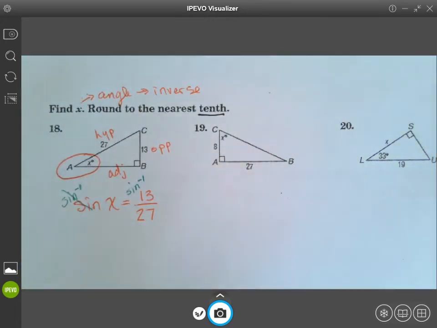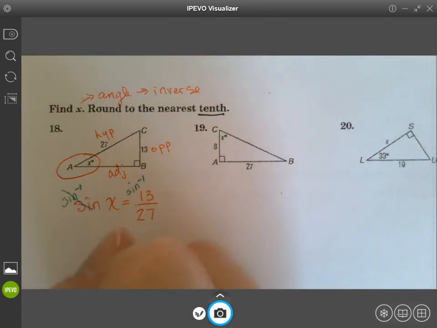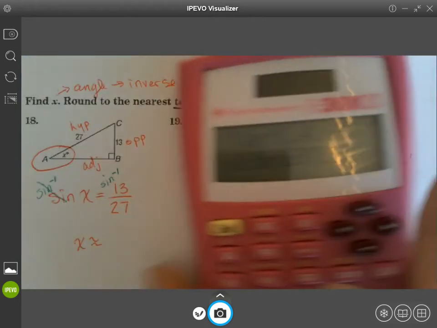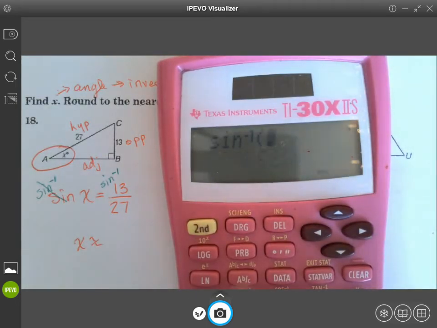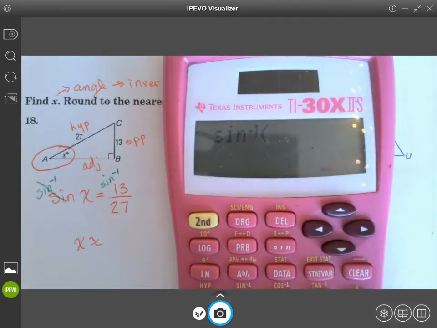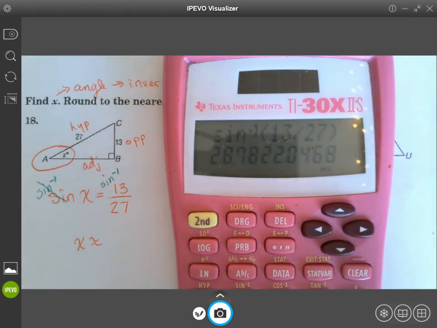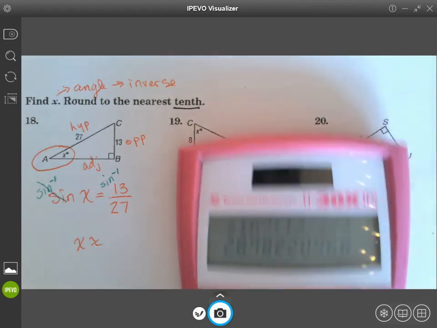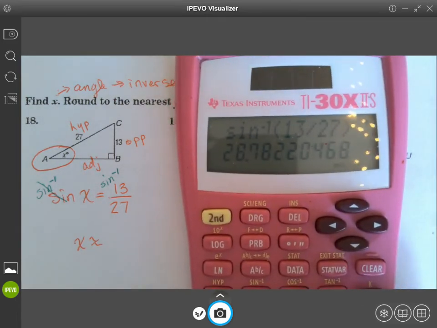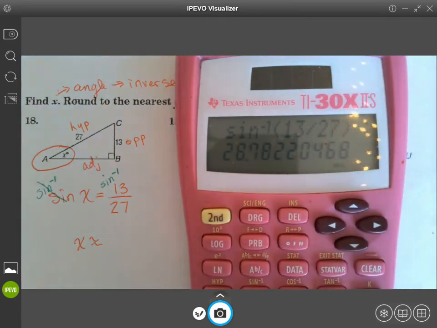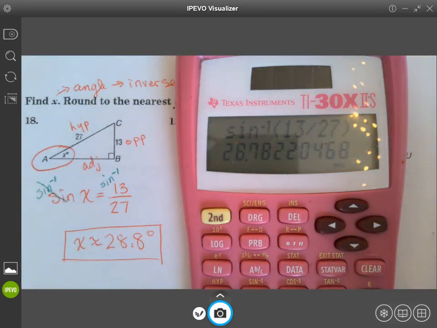So that would cancel. And then you would get x is approximately, and we're just going to type in our calculator. Make sure it's sine -1 for inverse. And then you could either use your division key or you can use your fraction key. But you want to close those parentheses. All right, so nearest tenth, 28.8. Did you find the keys? Yeah. And it was an angle, so it is in degrees.